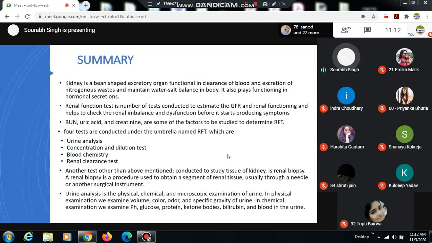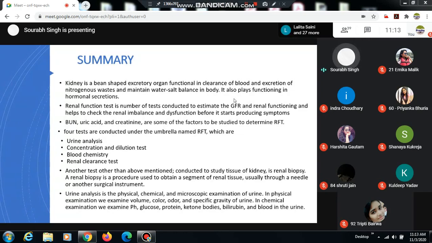So at the end, I would like to sum up with a summary. Kidney is a bean-shaped excretory organ which governs water-salt balance by filtering all the waste products through blood and excreting them in the form of urine. Renal function test is a number of tests conducted to estimate the GFR and renal functioning, and helps to check the renal imbalances and dysfunctioning before it starts producing the severe symptoms.